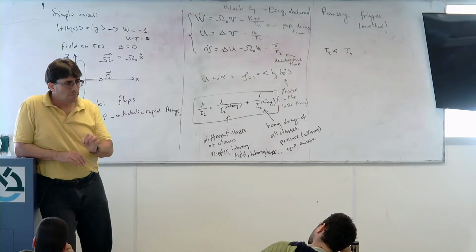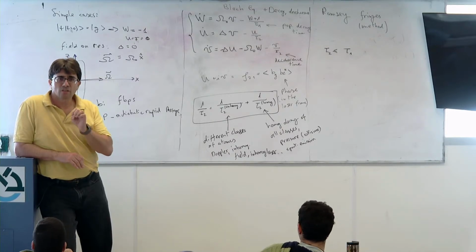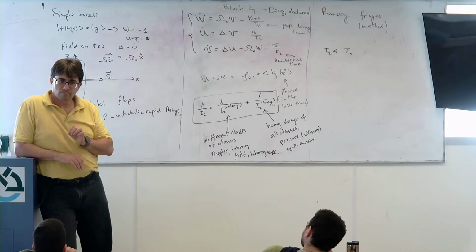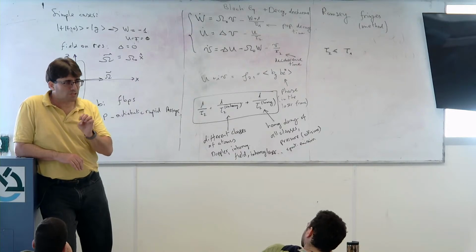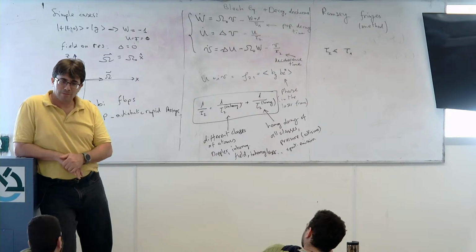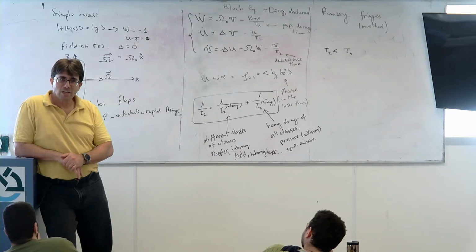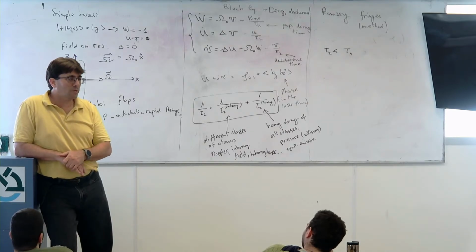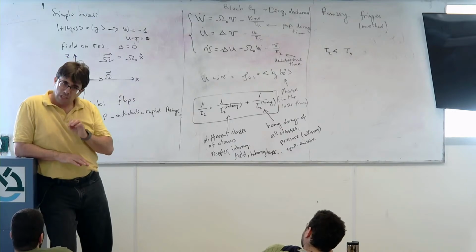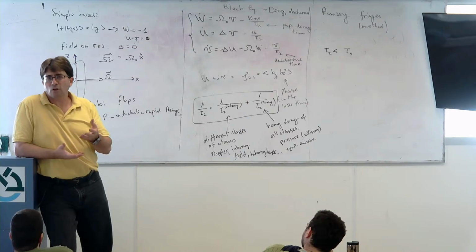Ramsey's trick made atomic clocks 10 times better. And if you can make atomic clocks 10 times better, you get a Nobel Prize. Okay? If you improve the precision of atomic clocks by a factor of 10, you get a Nobel Prize. Now, what does it mean? What does the clock do?